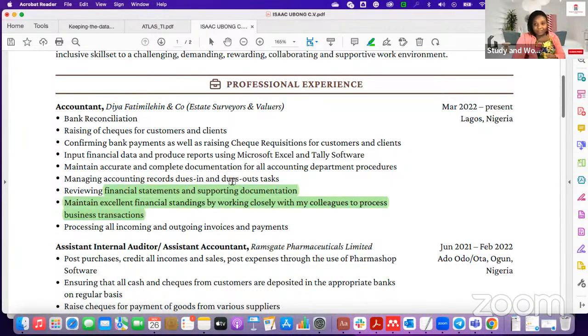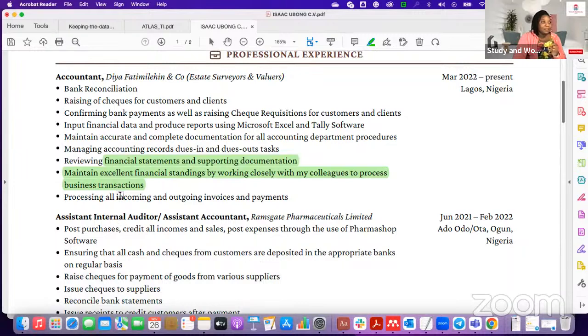Is it clear? So that is what you should write. Don't just write the tasks that you accomplished, like, okay, I was keeping records or writing reports. It doesn't say anything. Anybody can write reports, but what did it help? How did it help the company that you were inside?